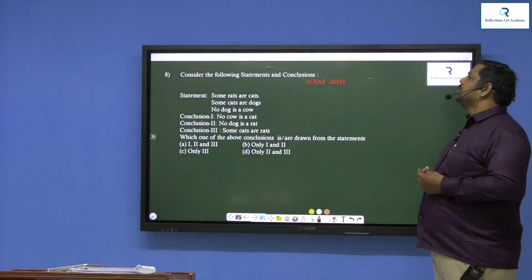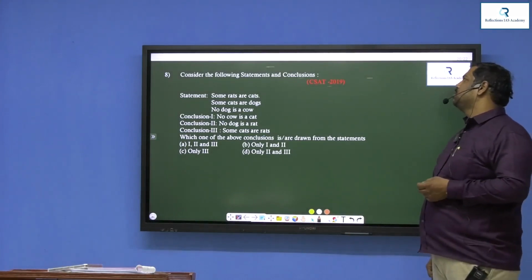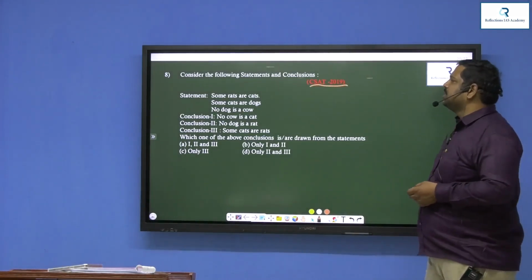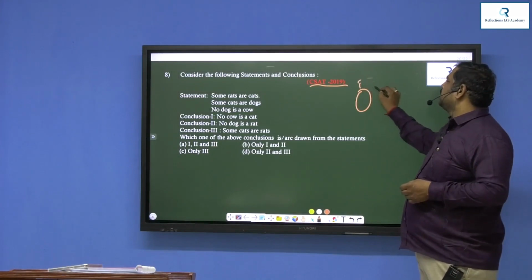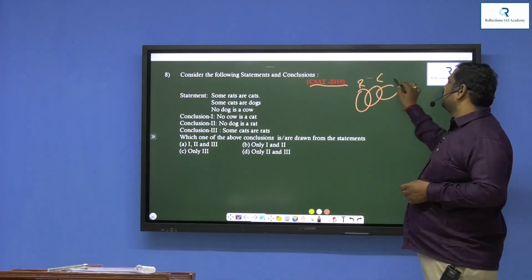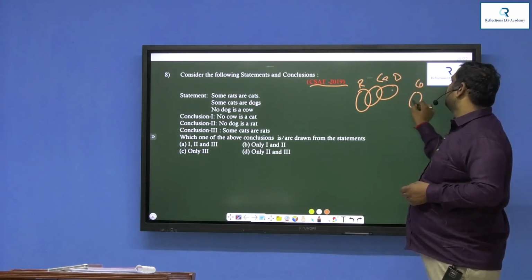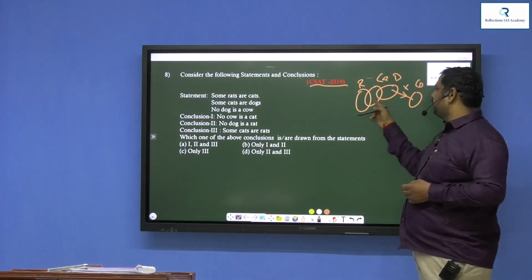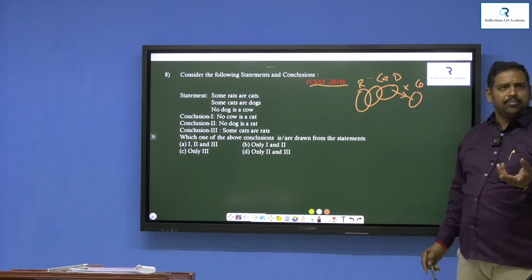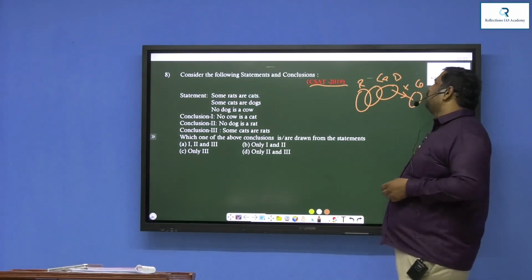8th one. So consider the following statements and conclusions. CSAT 2019. Statements: some rats are cats. Some cats are dogs. No dog is a cow. This is cat, this is cow. Dog and cow don't have a relation. For the remaining, it might have a relation, right? Okay, good. Conclusion: no cow is a cat.